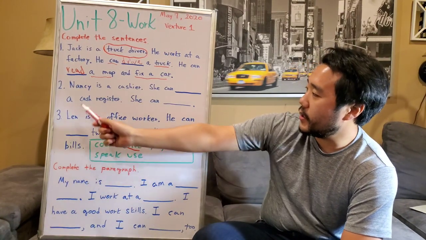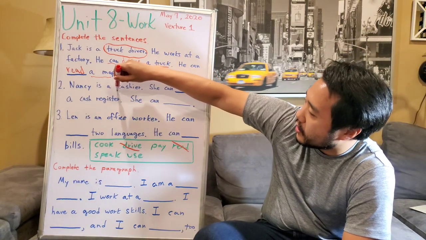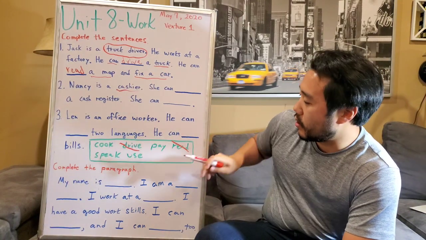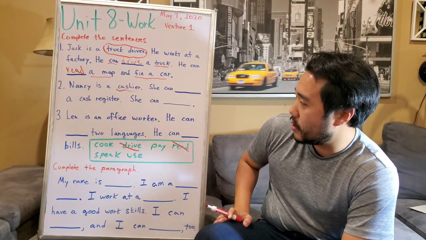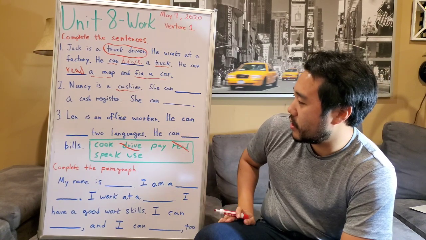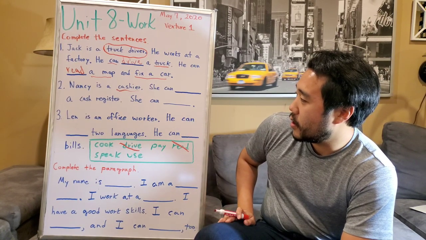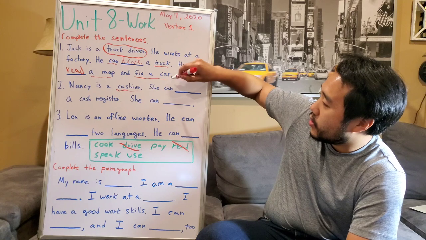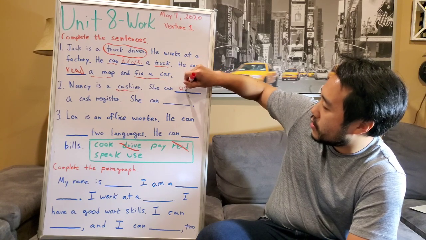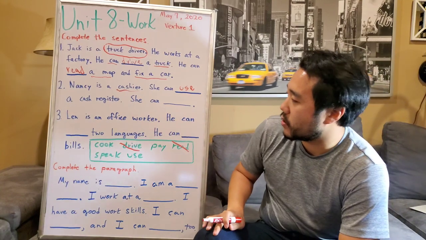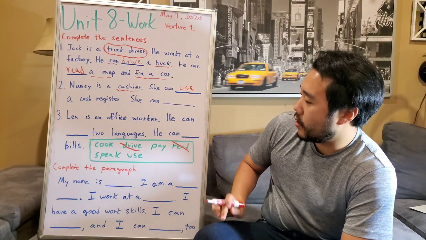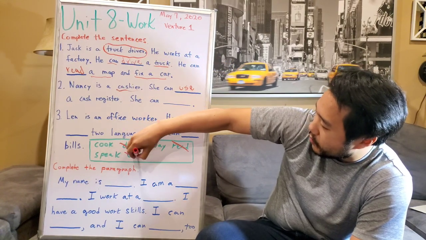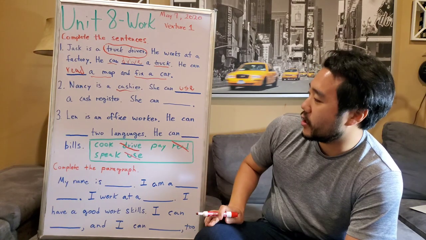So number two, Nancy is a cashier. That's her occupation. Nancy is a female. She can blank a cash register. Here, what should we use? And then she can blank. I think it would be better to use, she can use a cash register. And then she can. What else can she do? Let's see. She can cook.